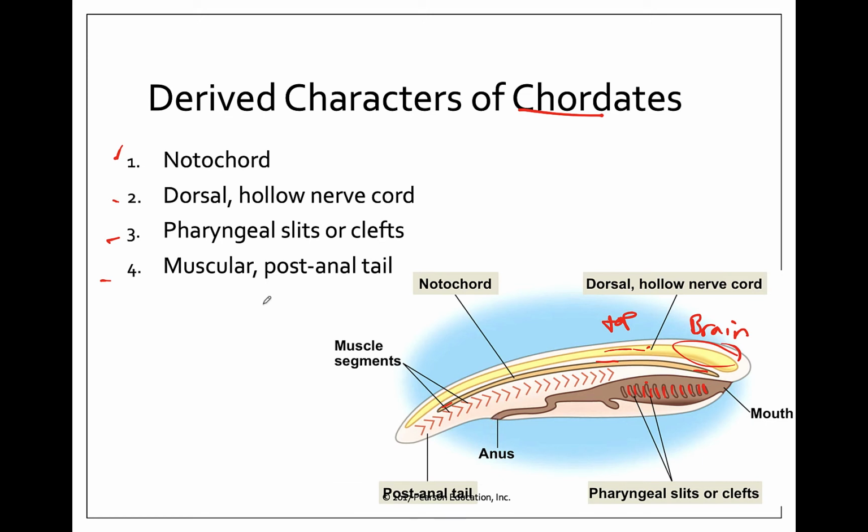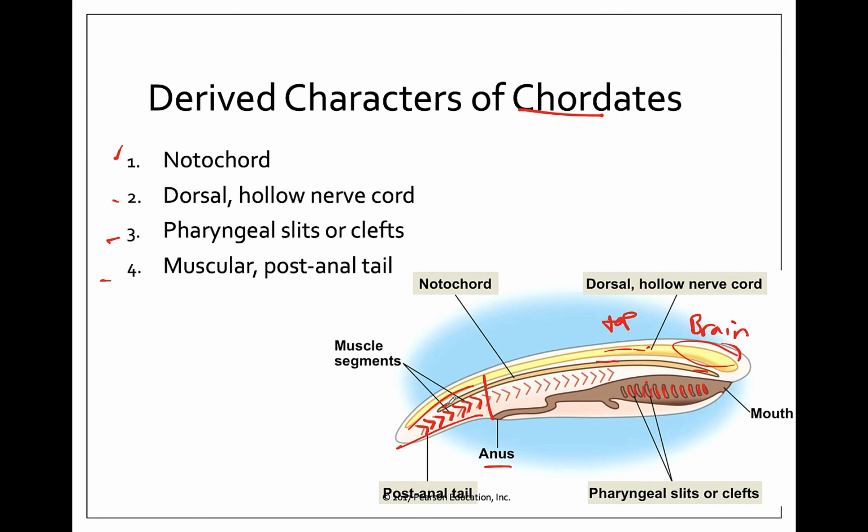So post means after, anus is right here. So this section back here is going to be my post-anal tail. And you can see these little V's, those are the muscle segments here. And so every chordate has a muscular post-anal tail at some point. Same goes for all of these characteristics. You have to have them at some point, but they don't always persist into adulthood. So a lot of groups see a large reduction in the post-anal tail as they develop through embryology.